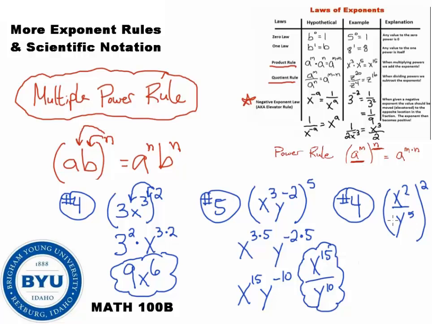Here we're just going to raise all the powers to the 2nd power, so I get x squared times 2 and y to the 5th times 2. Final answer there is x to the 4th over y to the 10th. So that's how you apply the multiple power rule.